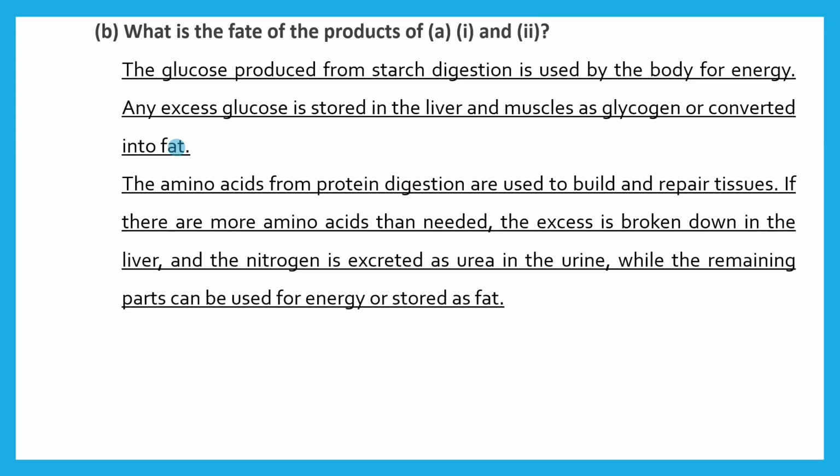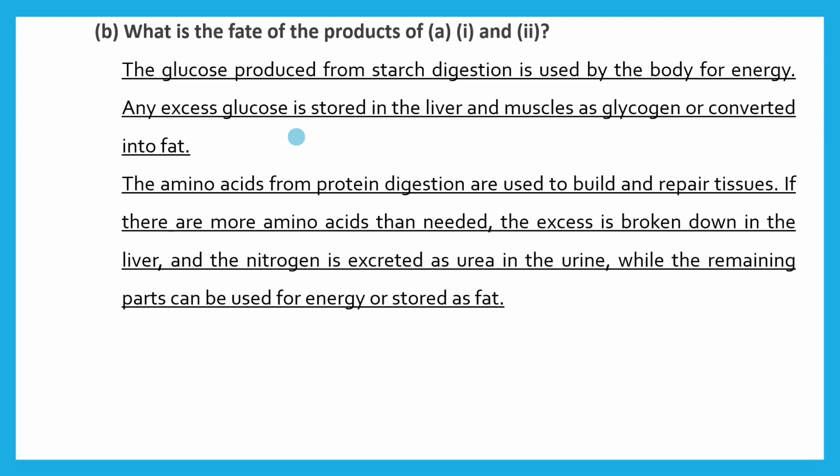So here you say the glucose produced from starch digestion is used by the body for energy. That is the fate of glucose. It is used by the body for energy. Any excess glucose is stored in the liver and muscles as glycogen or converted into fat. So this is what happens when you eat food containing carbohydrate like shima, like rice, like cassava. When you eat such kind of food or bread, it gets digested. If you have a lot of these, it will be digested into glucose.